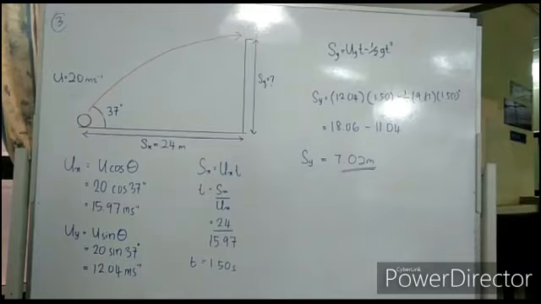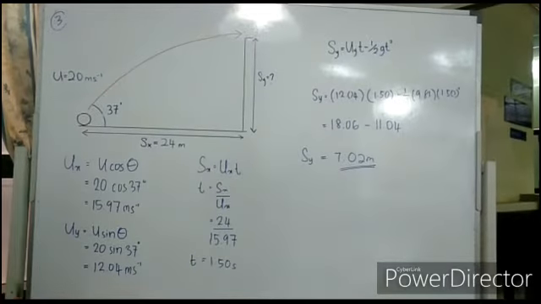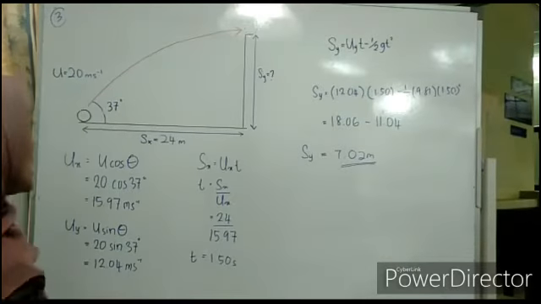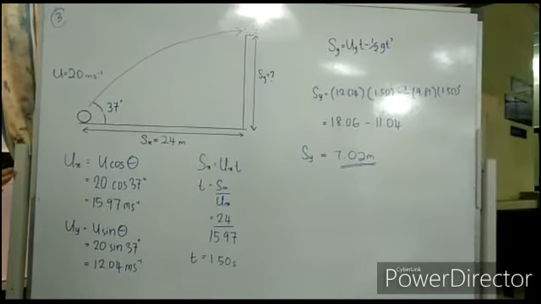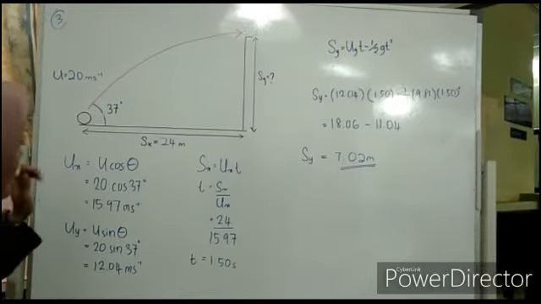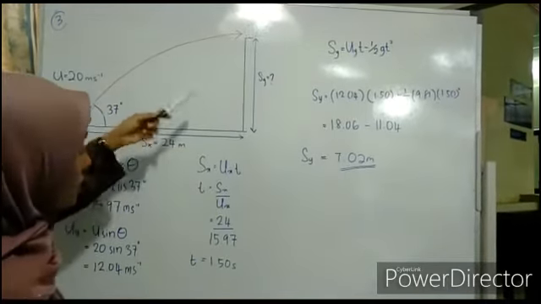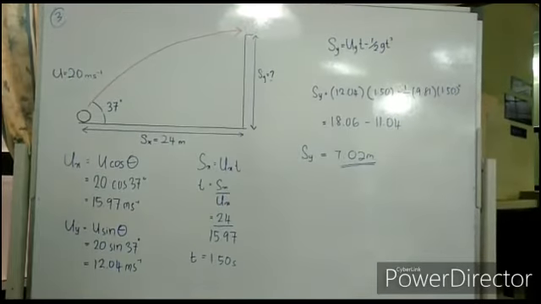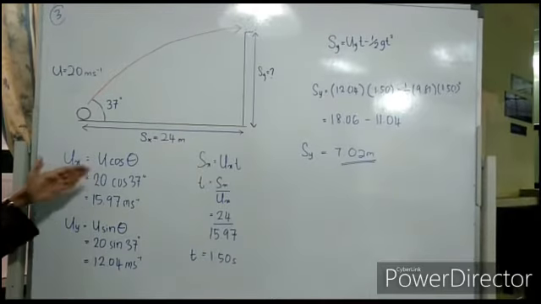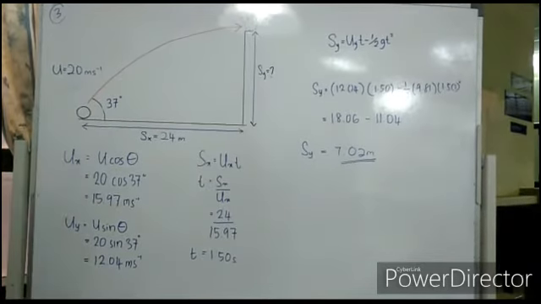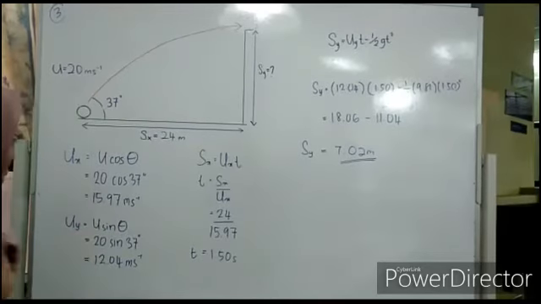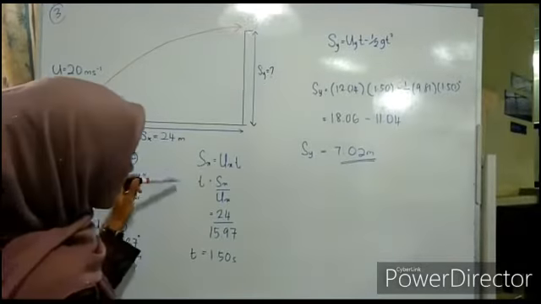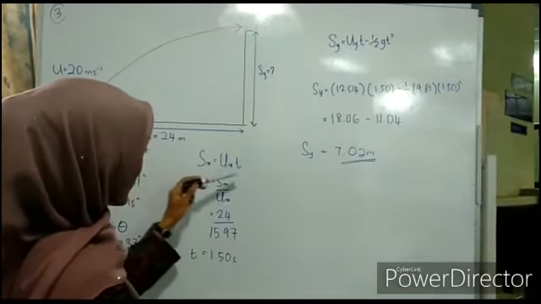I'm going to solve question number 3, which is we will find sy. Sy is the distance from the ground to the roof. When a ball is thrown with speed 20 meters per second, with the angle 37 degrees, it will land on the roof. So first we will find ux. X component we will use cos, so u cos theta. We substitute 20 cos 37 equal to 15.97 meter per second.